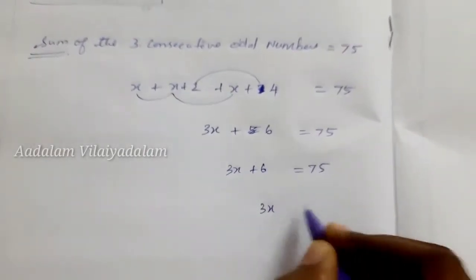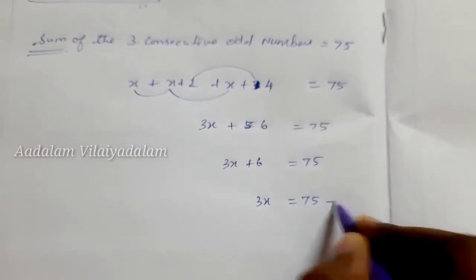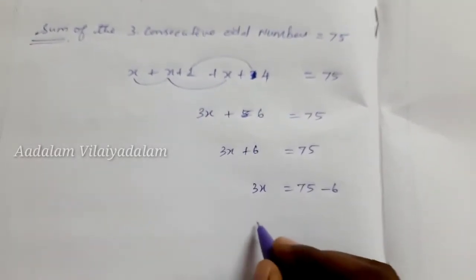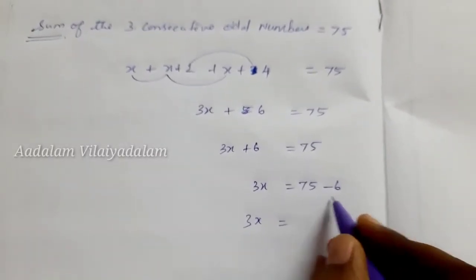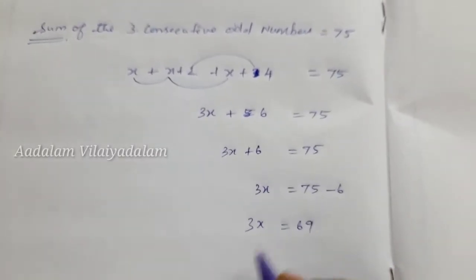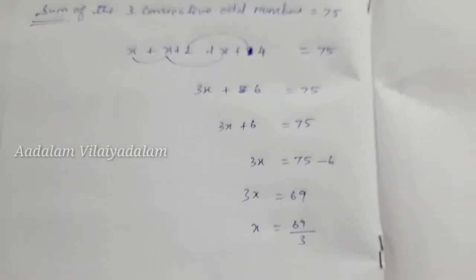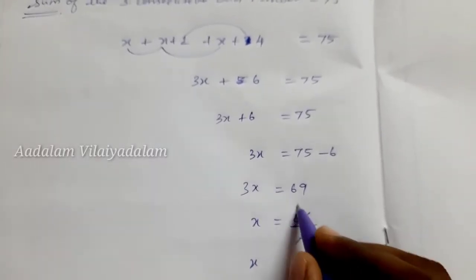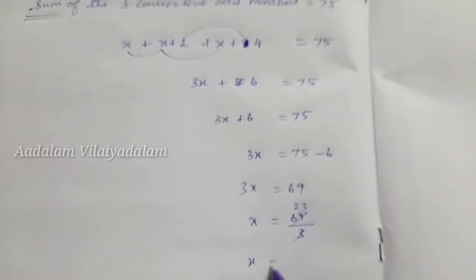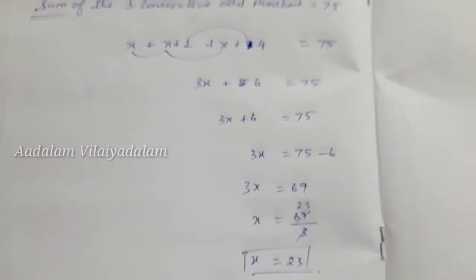So therefore keep the 3x and take it out. By shifting the 6 to the other side we'll get minus 6. Then x equal to 75 minus 6, we will get 69. Then x will be 69 by 3. So by cancelling by the 3 table we'll get 23. So the number is 23.